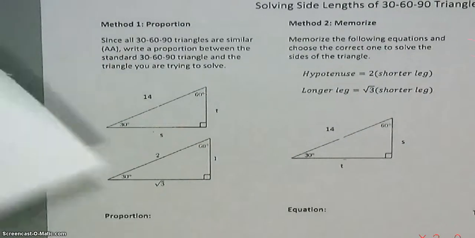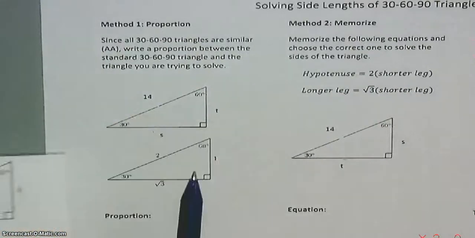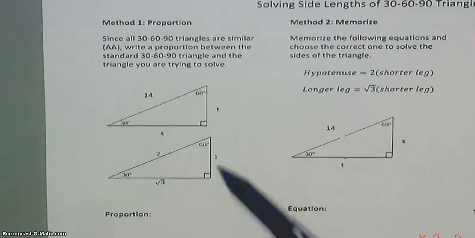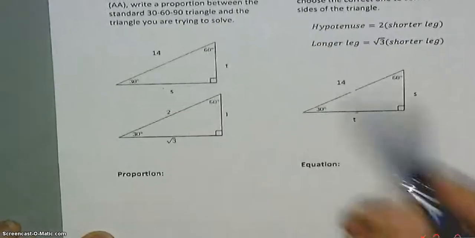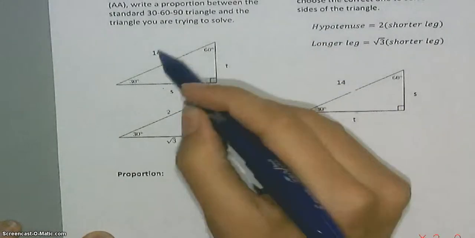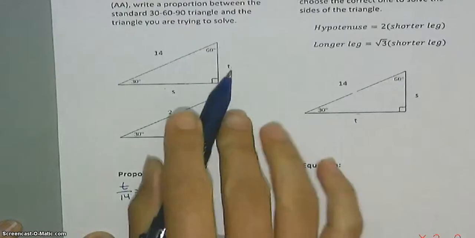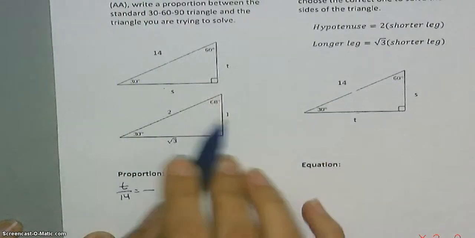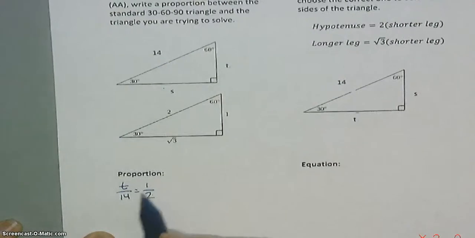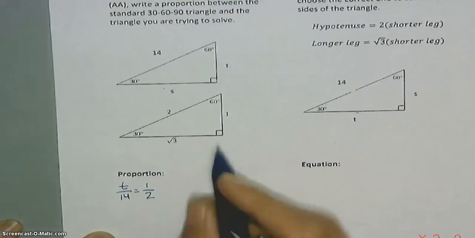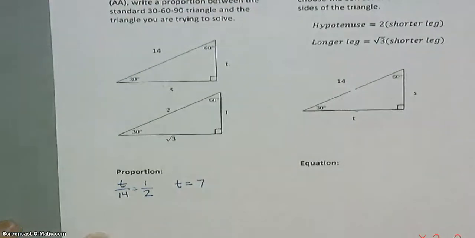So you have your 30-60-90 triangle. We've got a pattern here. I have it written down here as well. You can write a proportion to solve for t and for s. So if we say t is to 14 as 1 is to 2, we cross multiply: 14 times 1 divided by 2. 14 times 1 is 14. 14 divided by 2 is 7.